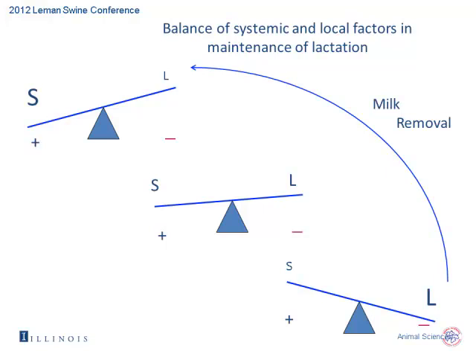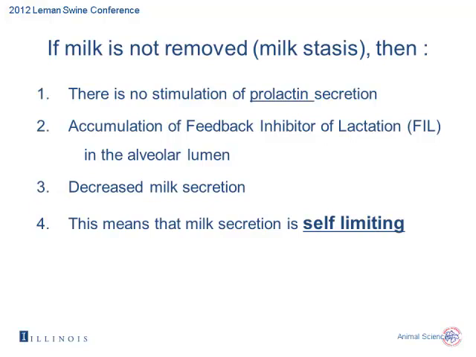What happens when milk is not removed? I kind of already alluded to this. The word they use for this is milk stasis. There's no stimulation of prolactin secretion. This would be weaning time when you take all the pigs away. I think the book says in about 2 hours or so, you start to see prolactin secretion declining a bit. Accumulation of the feedback inhibitor of lactation in each of the glands where milk is not removed decreases further milk secretion.